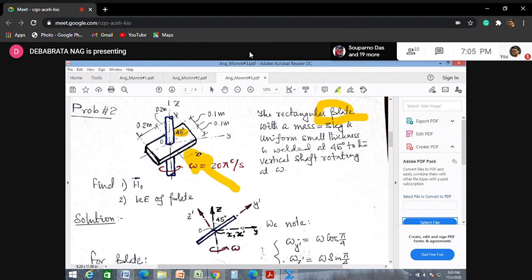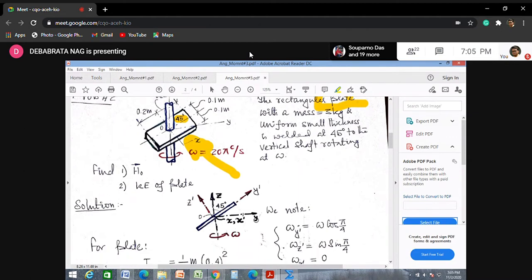So how will you get it? If you view it from the front, the front view will show this x-axis as a point, and you will see the plate as an edge. This is the edge view of the plate.